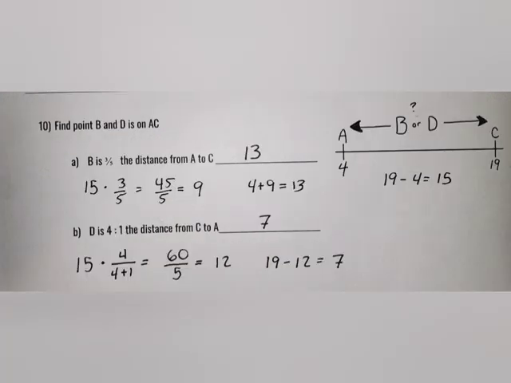For problem 10, we need to worry about fractional distances, which means we need to know three things: how far it is, the fractional distance, and which direction to move it. So from A to C is 9 minus 14, which is 15. The fractional distance for part A is 3/5, so 15 times 3/5 is 45 over 5, which is equal to 9. Since we are going from A to C, we're going to add 9 to 4, which gives us an answer of 13. For part B, it is a ratio, 4:1.